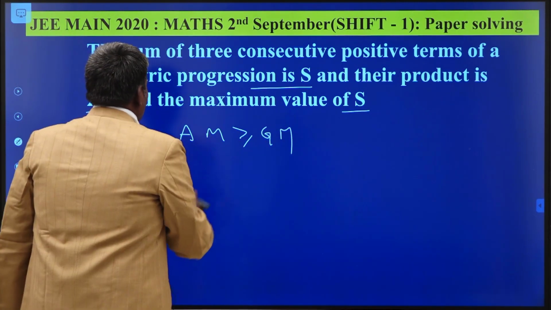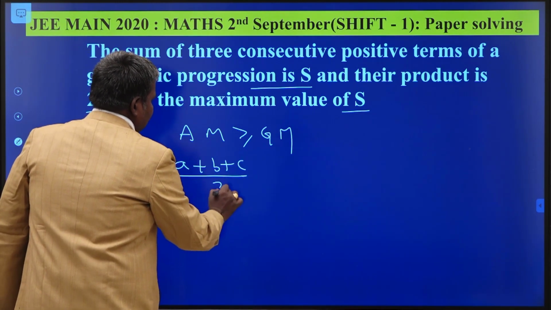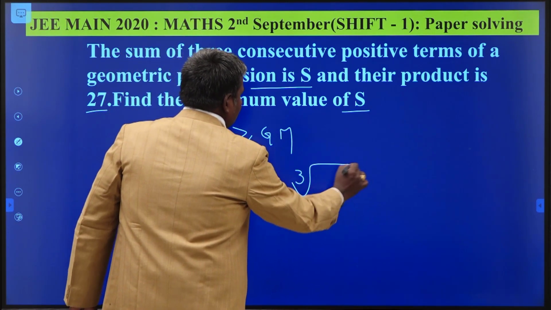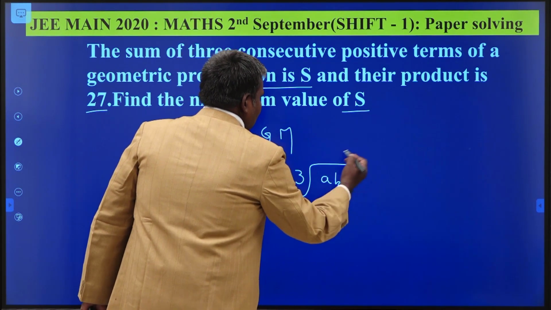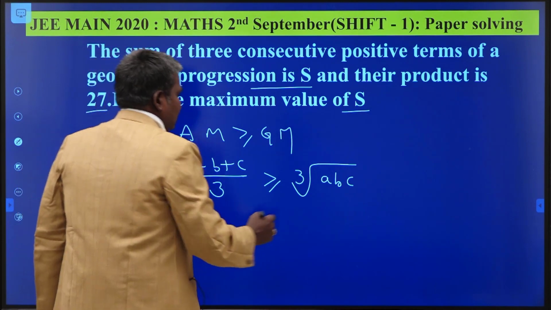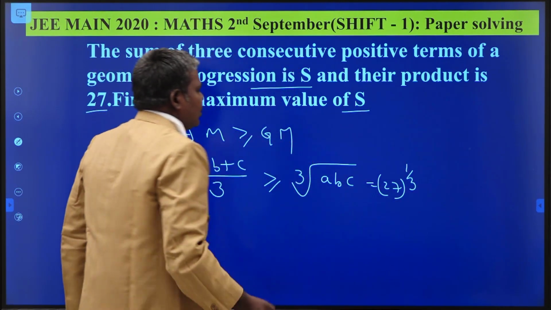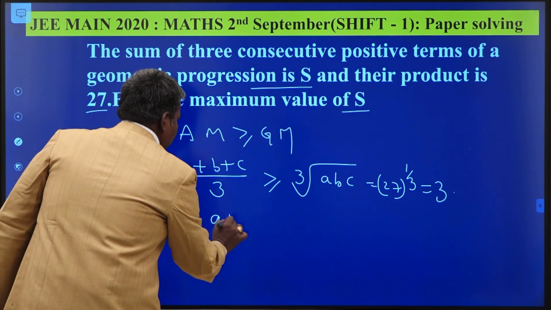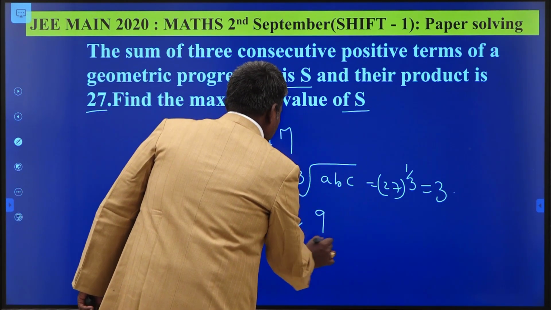Suppose the three numbers are a, b, c. a plus b plus c by 3. This is the arithmetic mean, which is always greater than or equal to the geometric mean of a, b, c, that is the cube root of abc. What is the product? 27 is given to you. 27 power 1 by 3. 27 means 3 cube, so it is nothing but 3. So what is a plus b plus c? a plus b plus c is greater than or equal to 9.